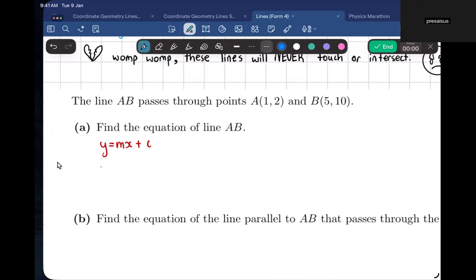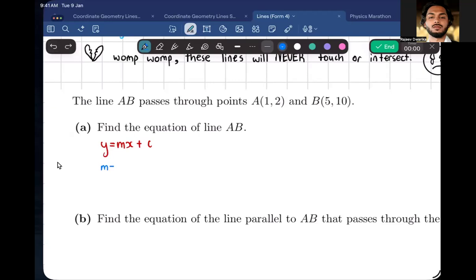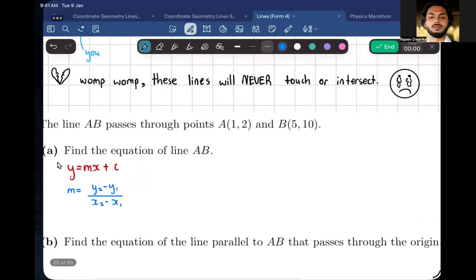M equals y2 minus y1. You don't have to put brackets. It's only when you plug it into your calculator that you have to put brackets. But when you're writing the formula, you don't have to put brackets. So m equals y2 minus y1 over x2 minus x1. How am I going to figure out what is x1, what is y1?